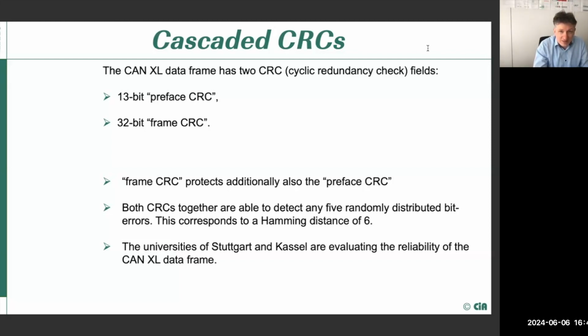So I call it cascaded CRC because the prephase CRC for control bits is also covered by the frame CRC, which calculates it inside. And there are also universities working on checking the reliability of the CAN XL data frame, seeking to find the proper expression for CAN XL residual error probability.